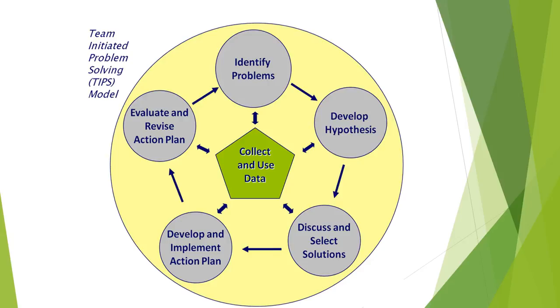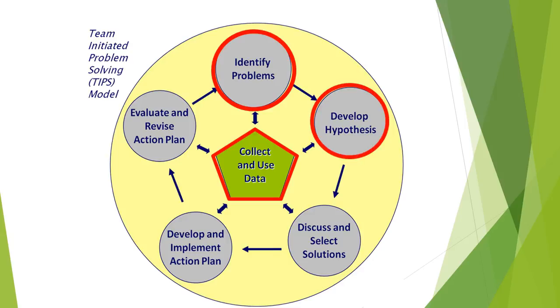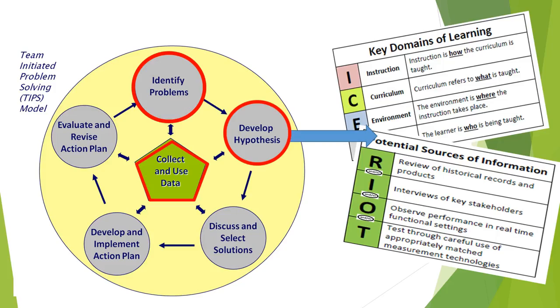As we revisit the TIPS model, we've collected and used data, we've identified our problem, now we need to develop our hypothesis. I'm not going to go too much into this, but just to put it on your radar and help you think through these lenses, we use a process called ISO by Riot. It involves instruction, curriculum, environment, and learner considerations. Instruction is how the curriculum is taught, curriculum is what is taught, environment is where it's taught, and learner is who is taught.